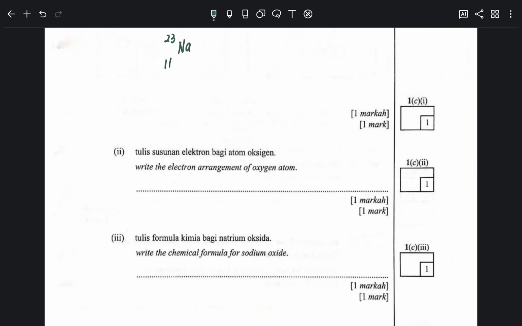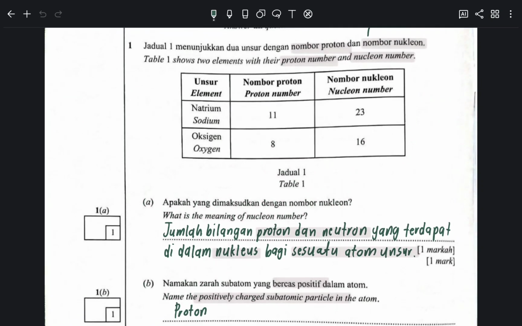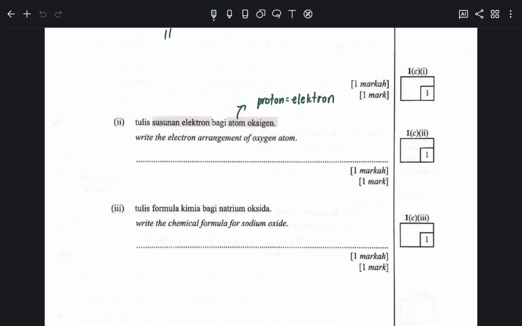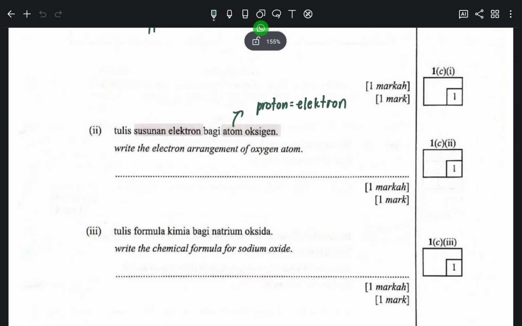Write the electron arrangement of an oxygen atom. First thing, they say it is an atom, so in an atom, protons equal electrons. If you have 10 protons, you have 10 electrons. If you have 12 protons, then you have 12 electrons. Your oxygen has 8 protons, so it has 8 electrons. The first shell has 2 electrons, so the remaining 6 go to the second shell. So this is your electron arrangement for an oxygen atom.